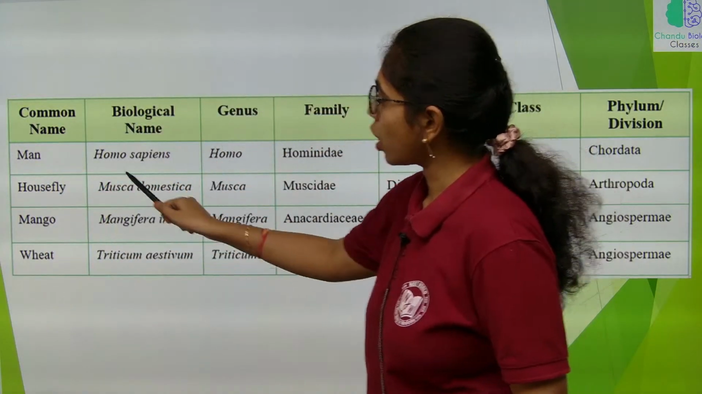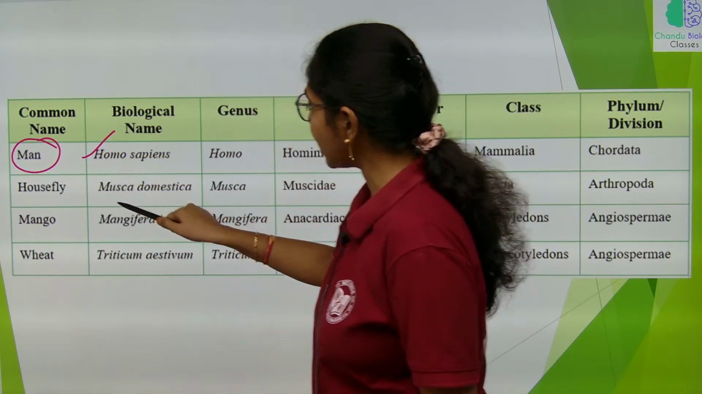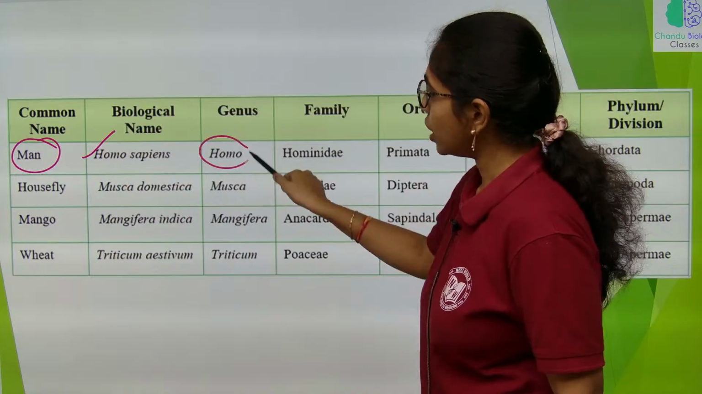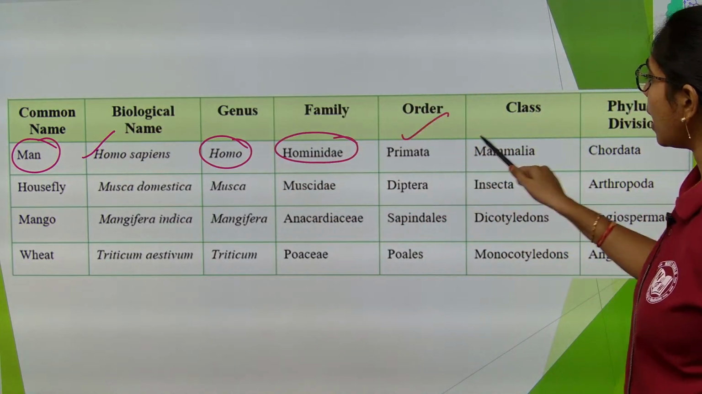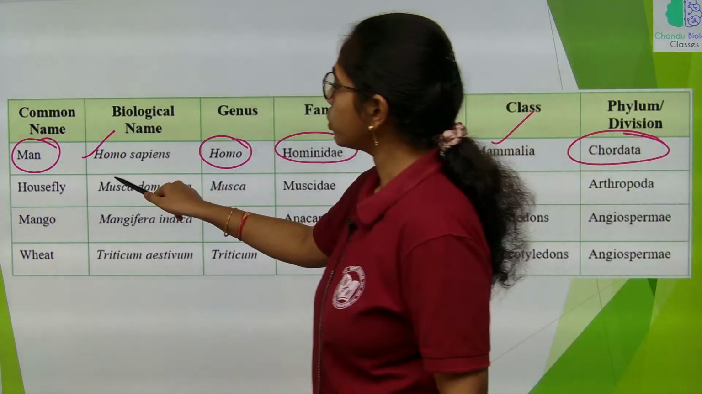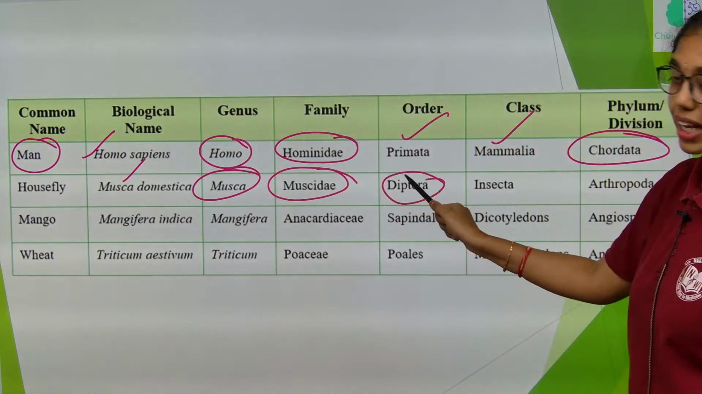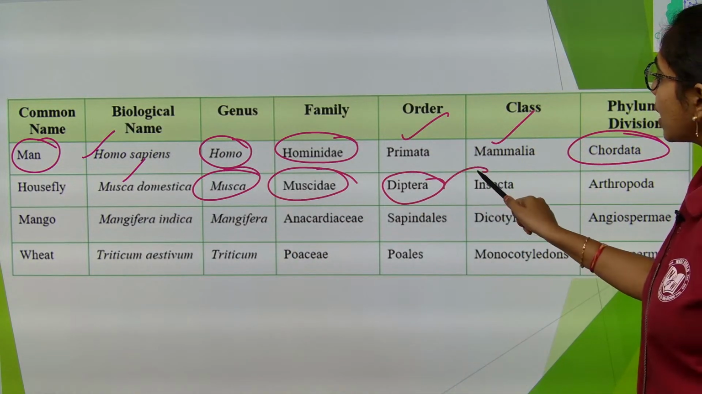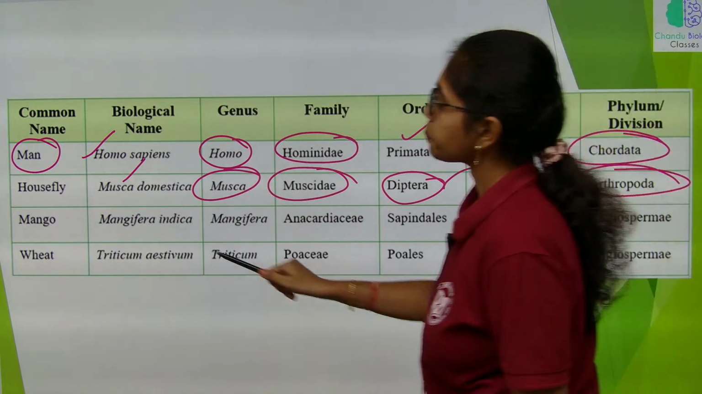So, here if you see the common name for man or humans. Homo sapiens is the biological name. Genus Homo belongs to the family Hominidae. Order Primata. Mammalia is the class and the division is Chordata. Housefly, Musca domestica. Musca is the genus. Muscidae family. Diptera is the order. Belongs to the class Insecta and the division is Arthropoda.